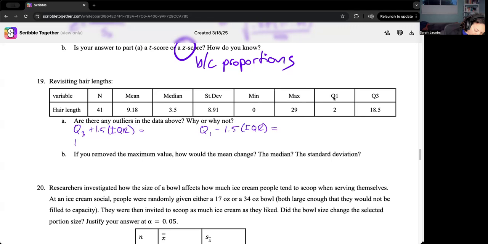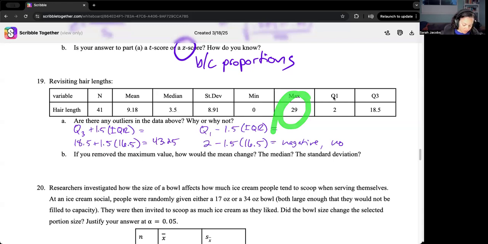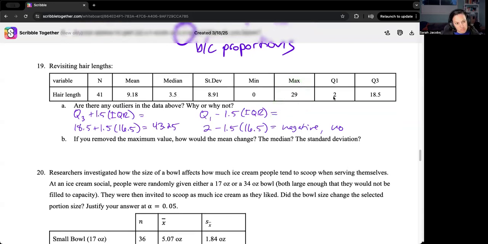And so that's 18.5 plus 1.5 times 16.5, and this is 2 minus 1.5 times 16.5. This is still going to be negative, so it's still a no. And then the 18.5 plus 1.5 times 16.5 is 43.25. And so no high outliers either, because that's way above our maximum. Okay, so good to think about.